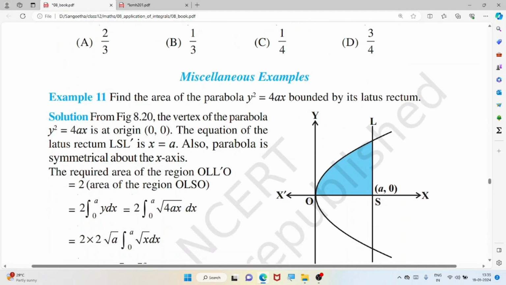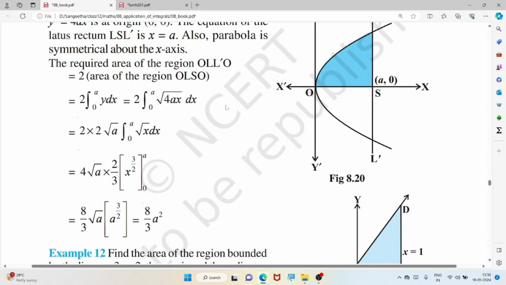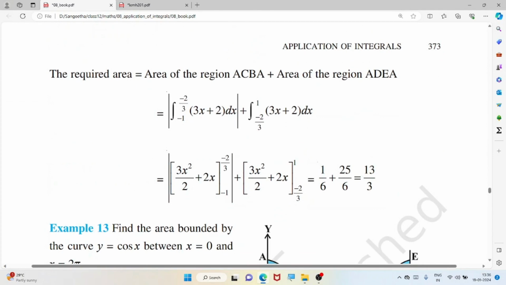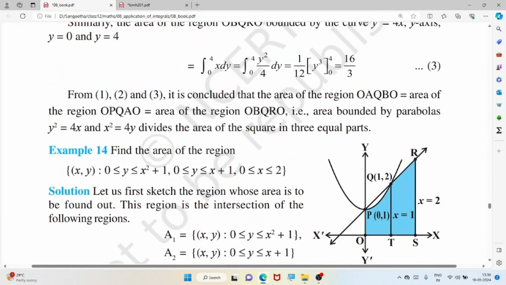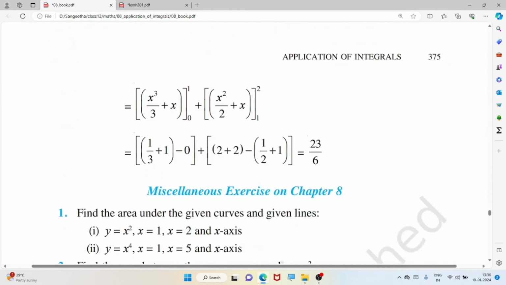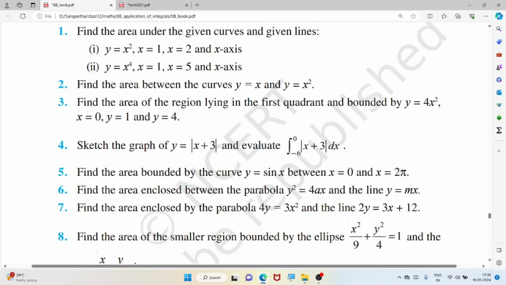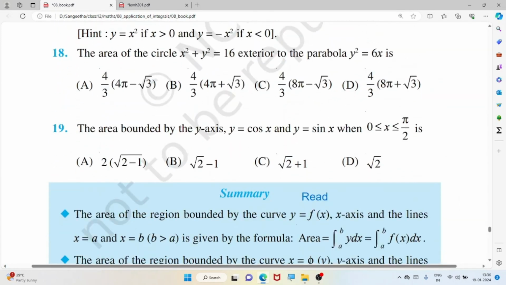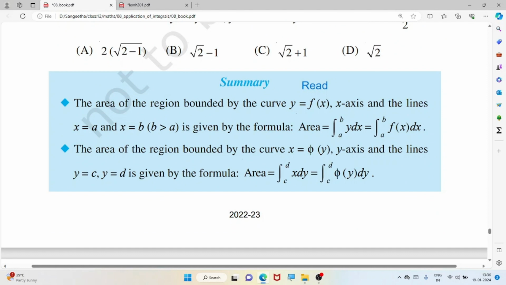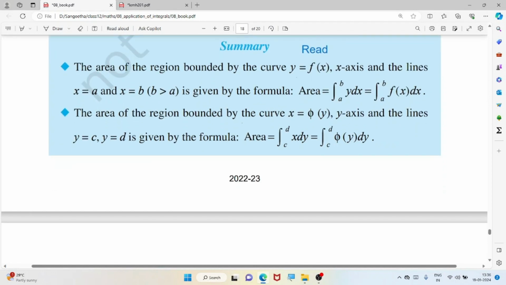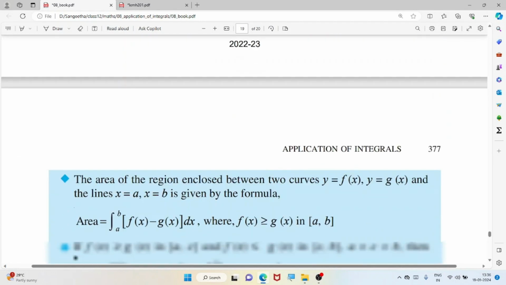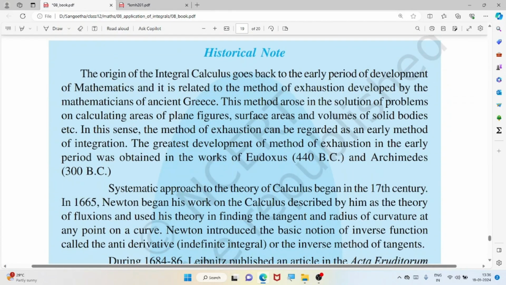See, this miscellaneous section also you can go through. At minimum, whatever the solved problems are, they should be thorough. After that, these things you can try out. This summary is important. If you don't have time to go through the full thing, at least the summary should be gone through. This is the summary. Historical notes.